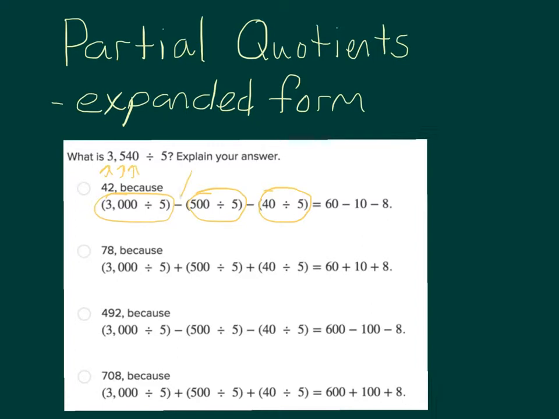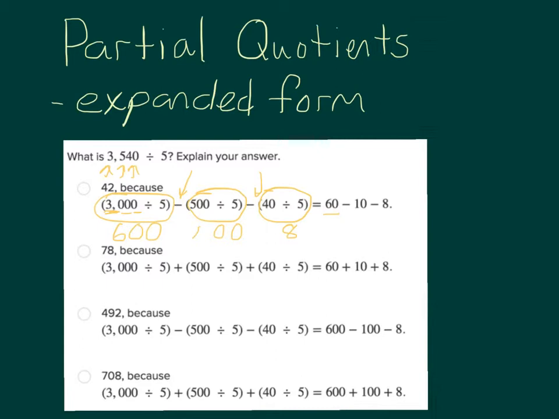First, you don't subtract those. You're going to have to add up the different partial quotients. You're going to divide each section and put those together. So you're not going to subtract them. Secondly, 3,000 divided by 5 is not 60. 3,000 divided by 5 is 600. Okay, because 30 divided by 5 is 6, and there's 2 more zeros, so it should be 6 with 2 zeros. 500 divided by 5 is 100, and 40 divided by 5 is 8. So those are the answers that you should end up getting.